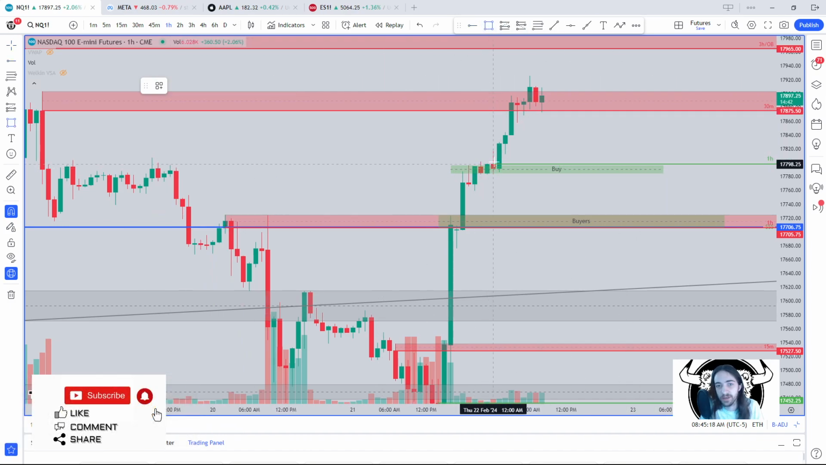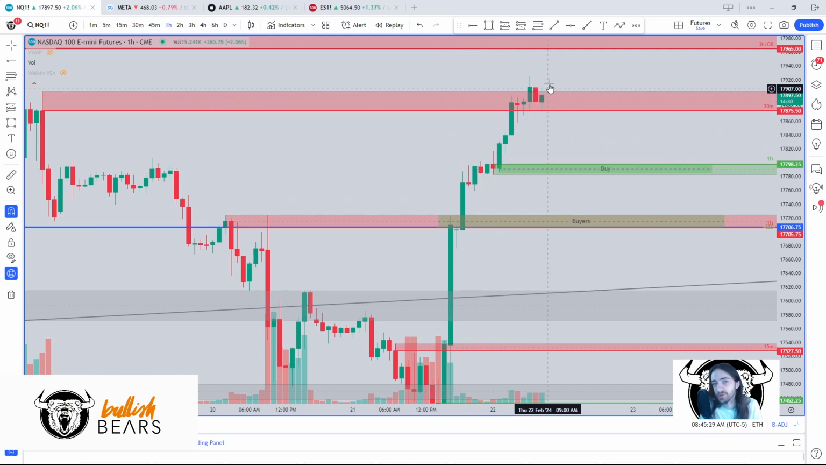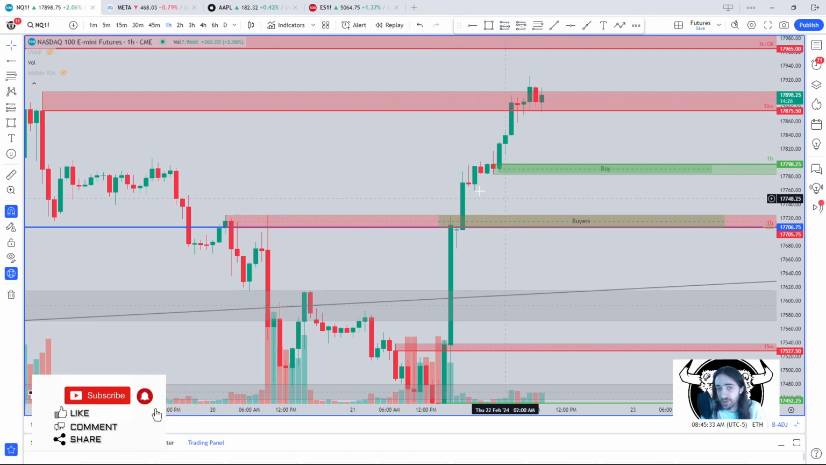I have my rectangle tool ready to go. And we're going to also save that as a template. Those you don't really have to save as templates because they are just a bit simple to create with the rectangle tool. Just change it from red to green if you're doing supply and demand. So I'm really interested in this area for buyers to step into the market.